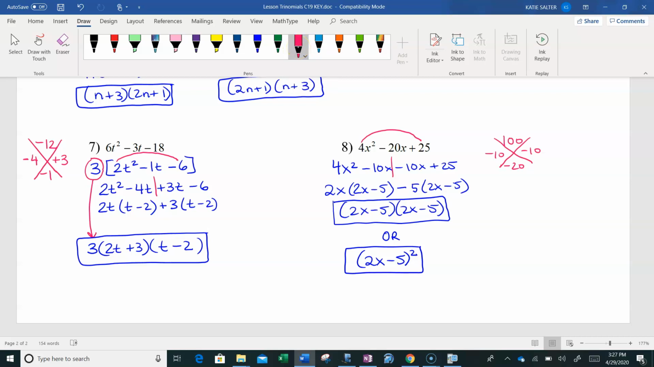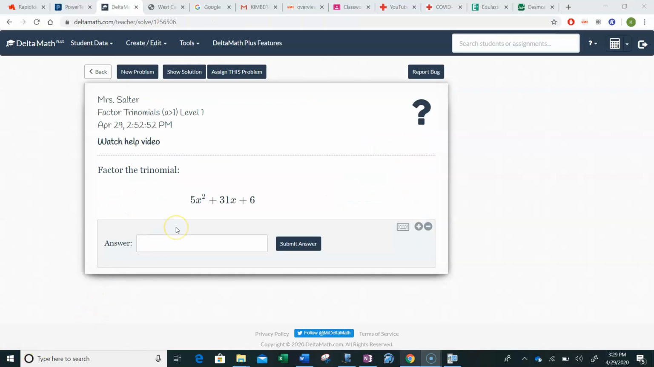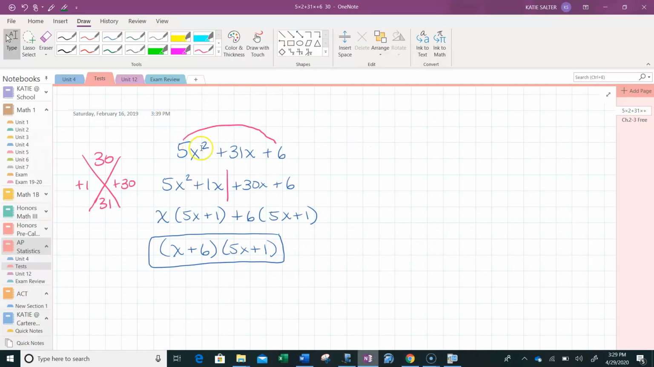All right, so last part. Today you're going to have an assignment in Delta Math. The only thing is, in Delta Math, so I'm going to pull this up real quick. All right, so in Delta Math, let's just say you had this problem, 5x squared plus 31x plus 6. We would work it out, use our grouping method, do all our steps, and the answer would be x plus 6, 5x plus 1. Or you might have 5x plus 1, x plus 6.